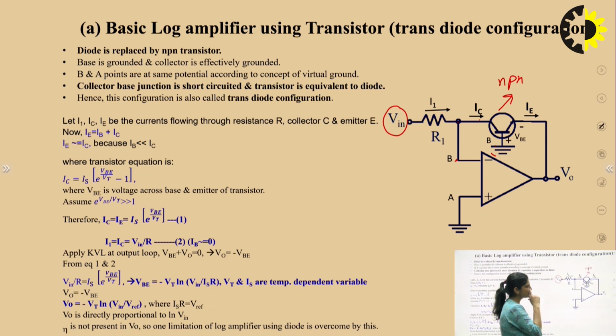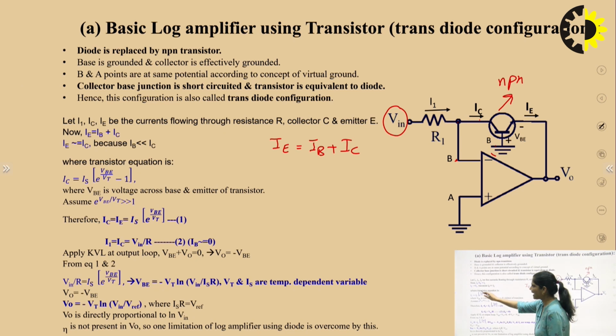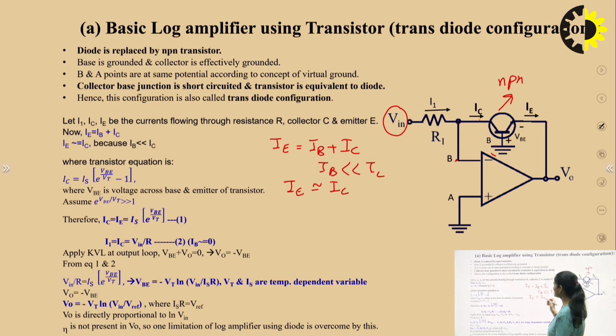But here we are considering a transistor, and the current equation for this transistor is equal to what? As you all know, IE is equal to IB plus IC. IB is less than IC, so we can say IE is nearly equal to IC. And IC is equal to what?